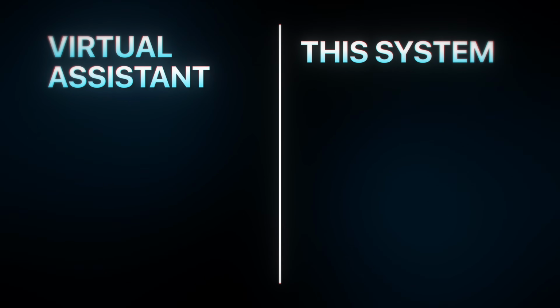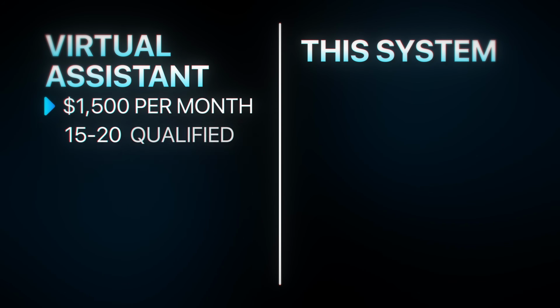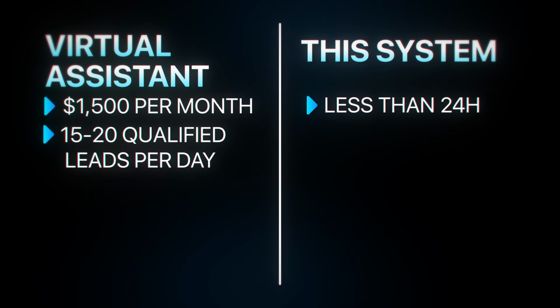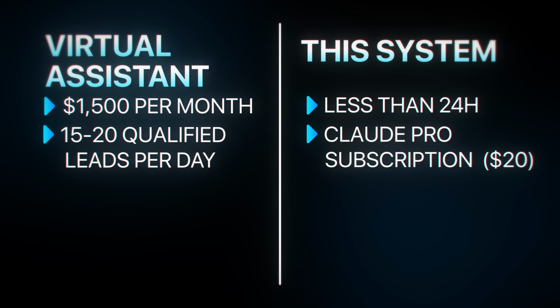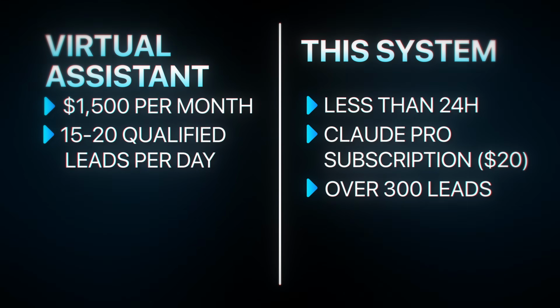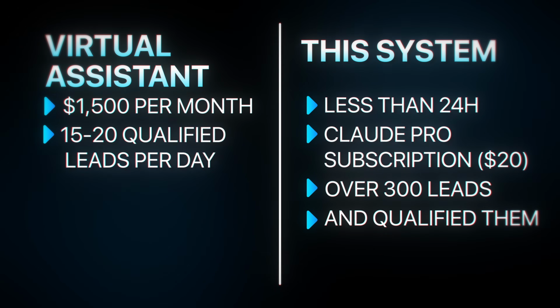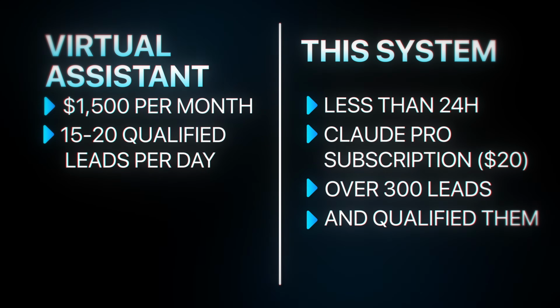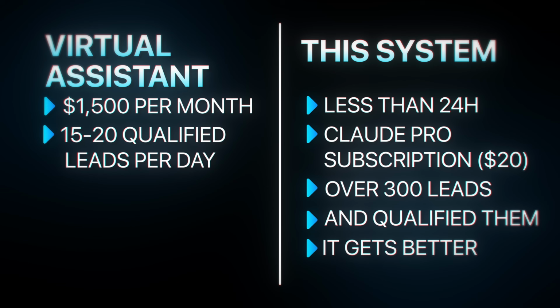Now here's the math. A VA doing this costs $1,500 per month minimum. This system ran for less than 24 hours on a Claude Pro subscription. It found over 300 leads and qualified them versus the maybe 15 to 20 that a VA can find you in one day. And best of all, it gets better every single time it runs.